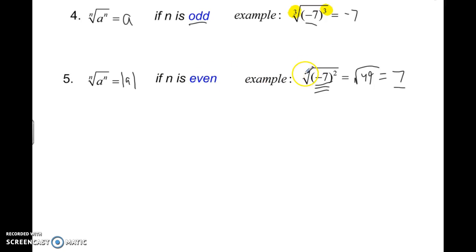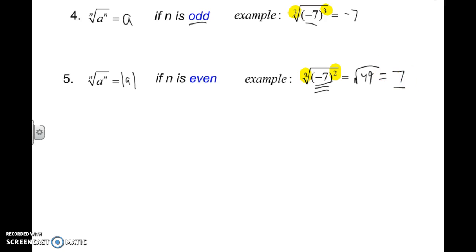And so again, it's understood there's a 2 there. Even though the 2 is not there, the 2 is there. It's understood when there's a square root, it's going to be a 2 there. When those are both even and they match, you must put absolute value bars.